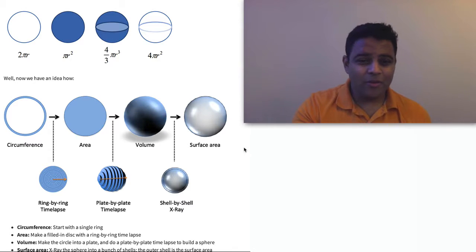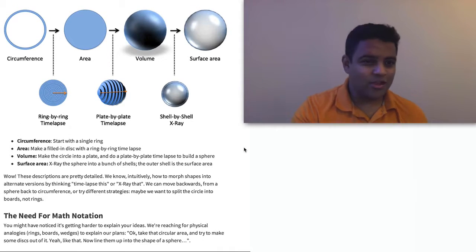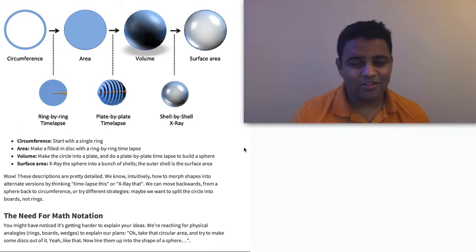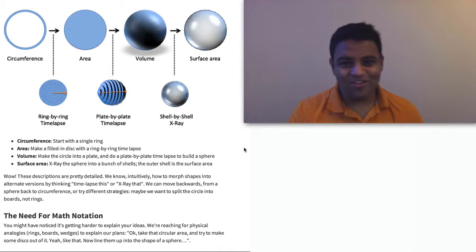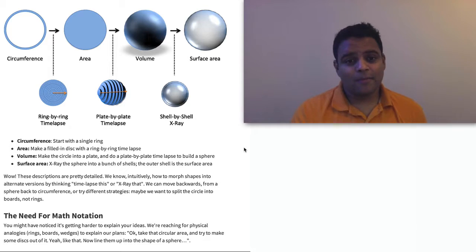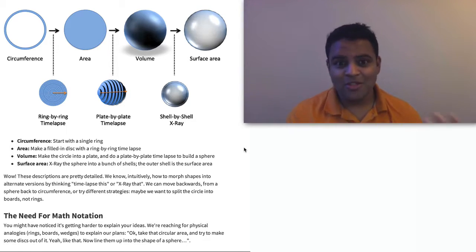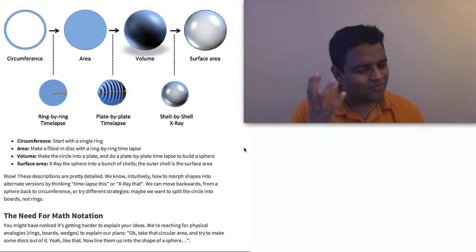Now, one thing you might be noticing, though, is it's getting a little bit difficult to actually describe our ideas, right? I'm looking for analogies, rings, plates, time lapses, x-rays, shells, onions. I'm sort of reaching to find ways to describe it because we're trying to visualize everything. Visualization is a helpful technique to understand a concept, but eventually it'll break down. If we're trying to talk about fifth dimensional objects, I can talk about it, but I can't quite visualize it.